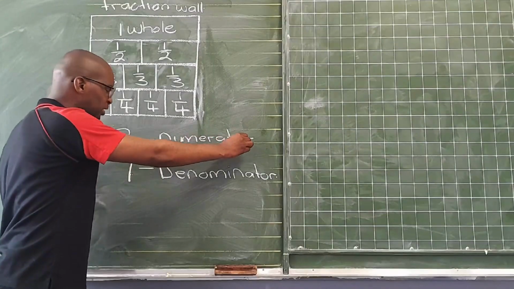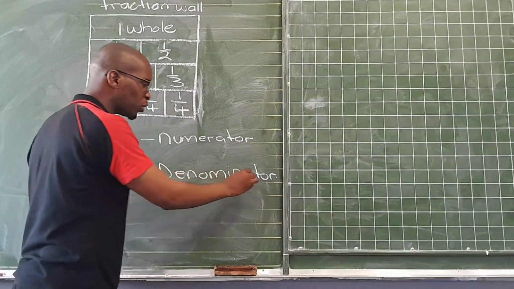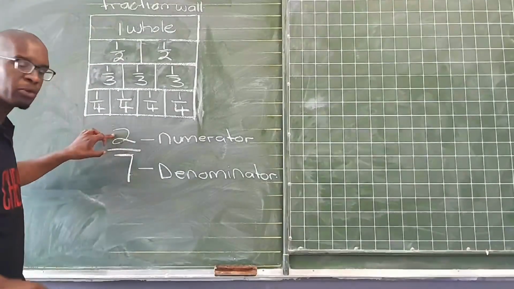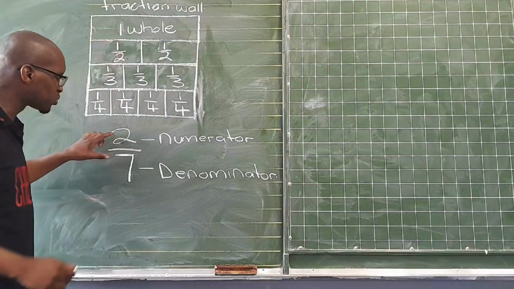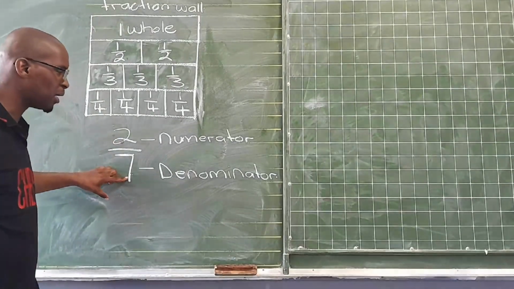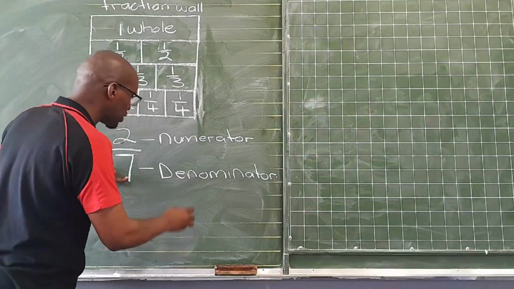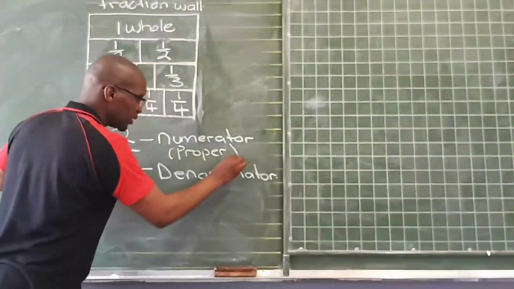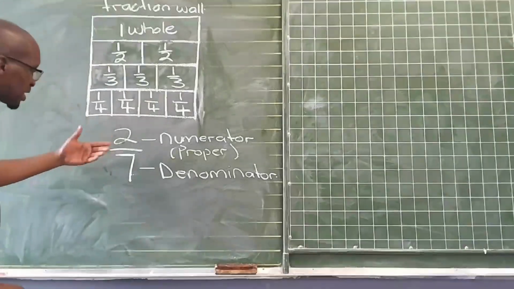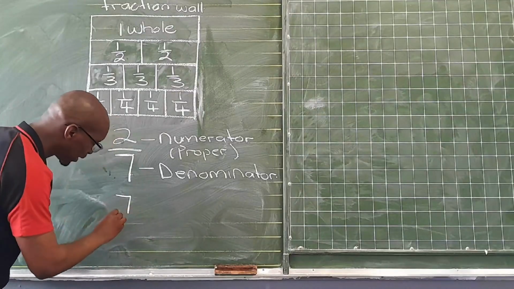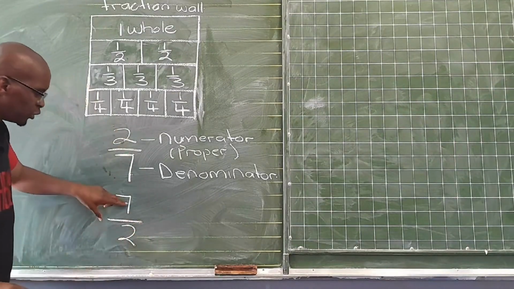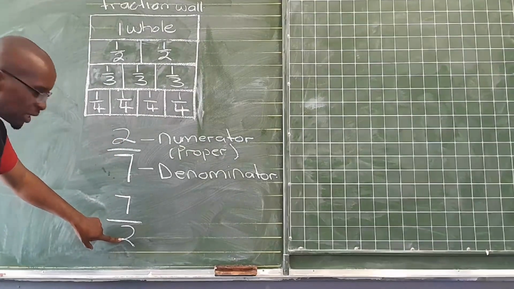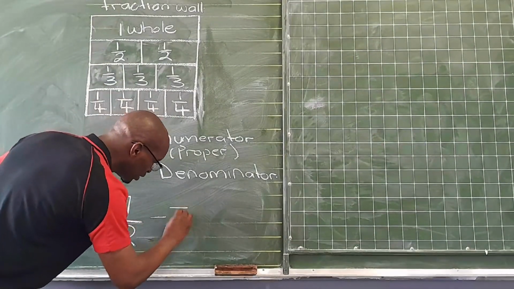In this fraction, we can see that the numerator, which is the number on top, is smaller than the denominator, which is the number on the bottom. Sometimes we have a bigger numerator than the denominator, where the numerator is bigger than the denominator, and then we have what we call an improper fraction.